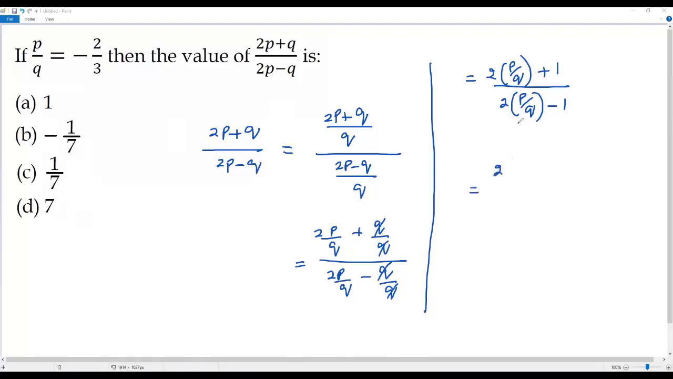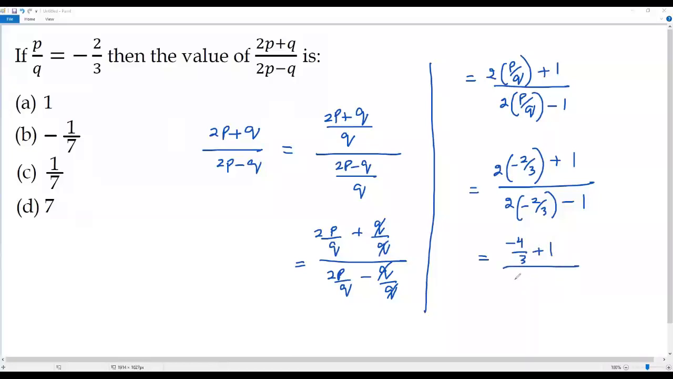Here I know the value for P over Q, which is negative 2 over 3. I can plug in negative 2 over 3 for P over Q here. So I'll be getting 2 times negative 2 over 3 plus 1, over 2 times negative 2 over 3 minus 1. When I multiply this, 2 times negative 2 will become negative 4 over 3 plus 1, and here the same thing, negative 4 over 3 minus 1. Now we have to simplify this one and this one. Let me continue on the next page.